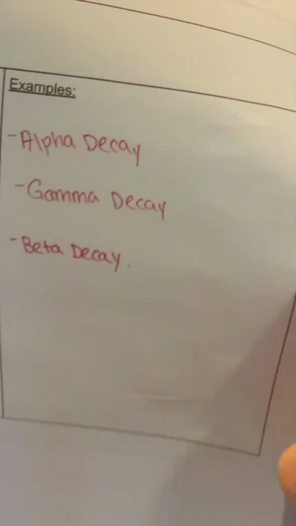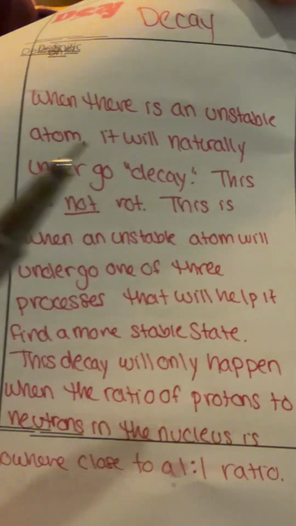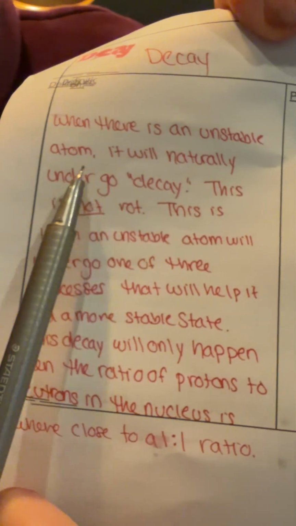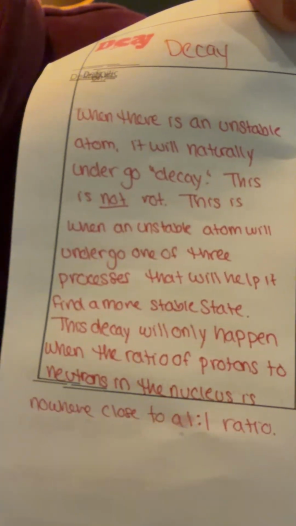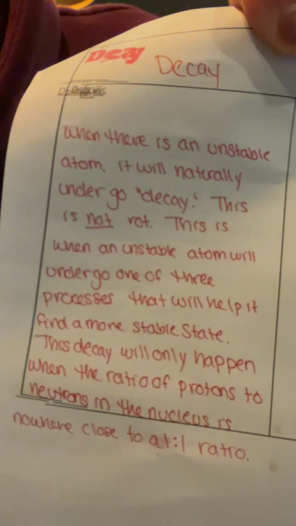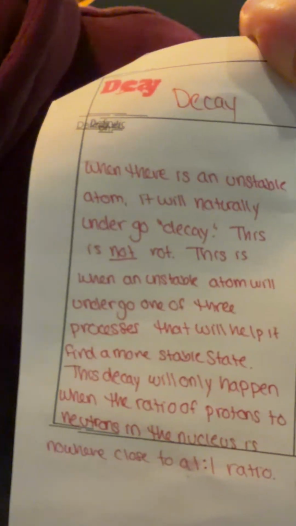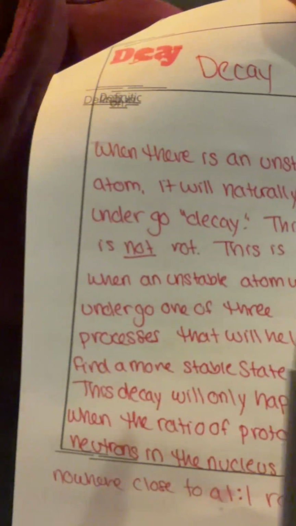So decay, you can use the definition that's in our glossary, like in Canvas, but just to walk through it so that you have something to look at. Decay, first of all, is not rot. It is when an unstable atom tries to stable itself through one of three processes. So there's 3 different types of decay, and we're going to talk about all 3 of them, but today we're going to focus on one specific one.